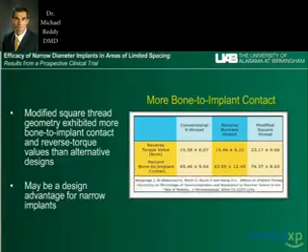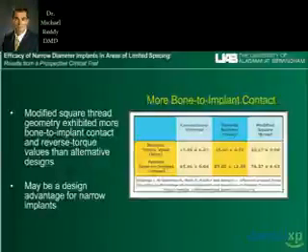Now, looking at the square thread geometry, one thing that can be looked at is how much torque it takes to remove the implant. Now, in this case, we're looking at the difference between conventional V-thread implants.